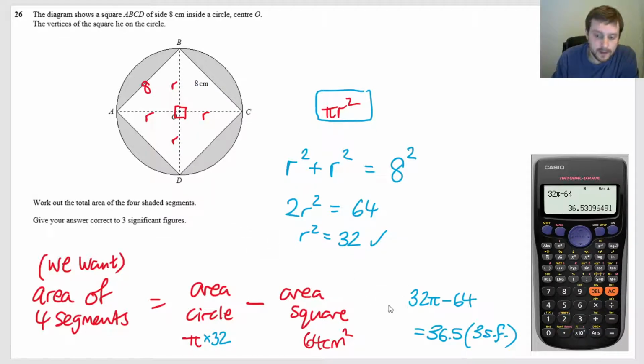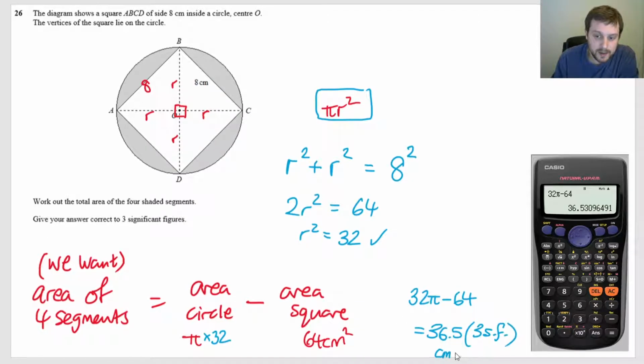Centimeters squared. Gosh, yeah, maybe the answer line probably has it, but if not, you should write it. Okay, great. Right, how long's the video?